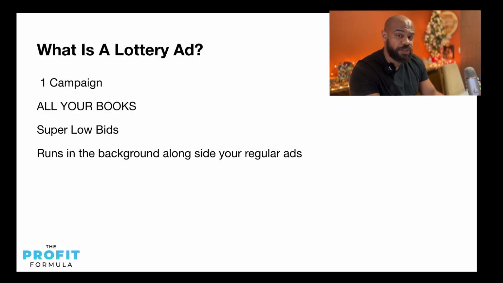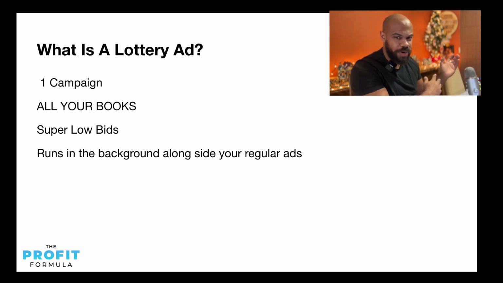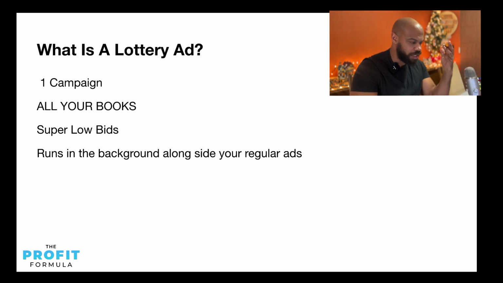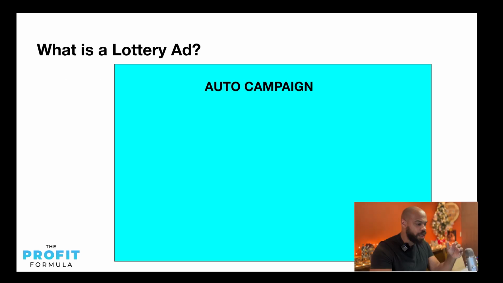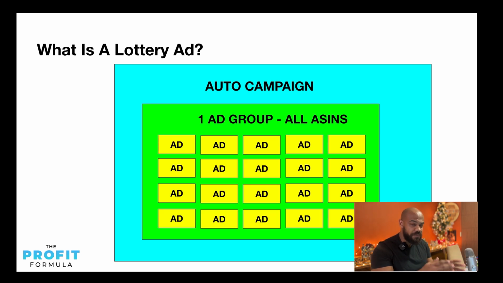What is a lottery ad? First off, the easiest way to explain this is it's one ad with one campaign, all of your books in that ad, and super low bids, and it runs in the background alongside all your other ads. Okay, so here, I got a visual explanation that should help for those of you like me who need to see stuff. So you have your big auto campaign, then you have one ad group, and then inside that one ad group, you have every single one of your books, like everything, across all niches, all pen names, like everything.